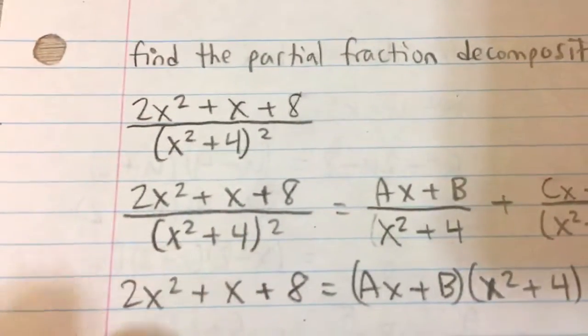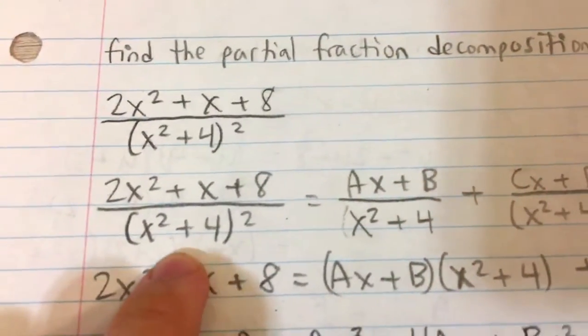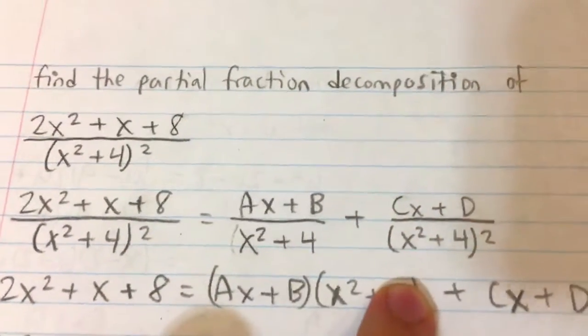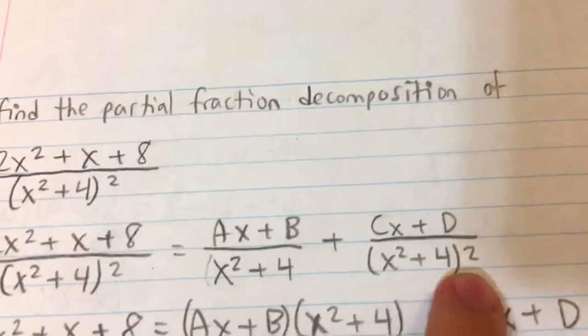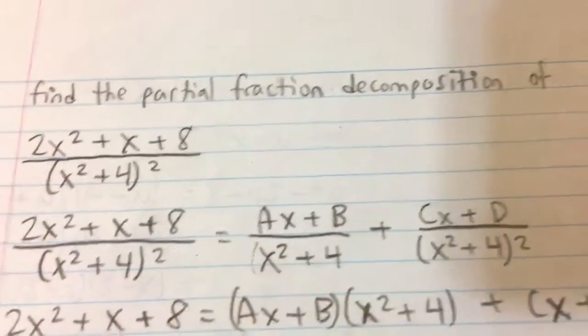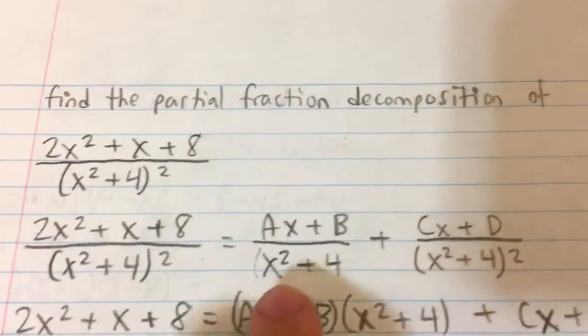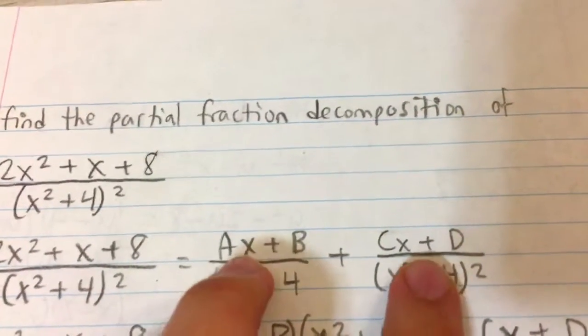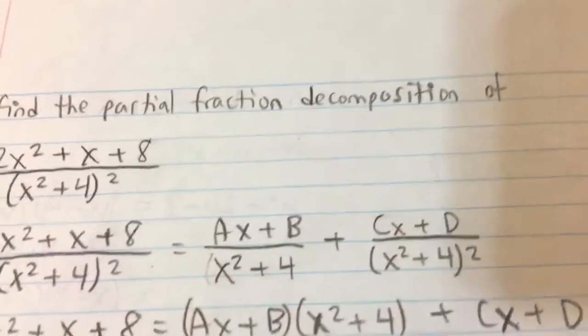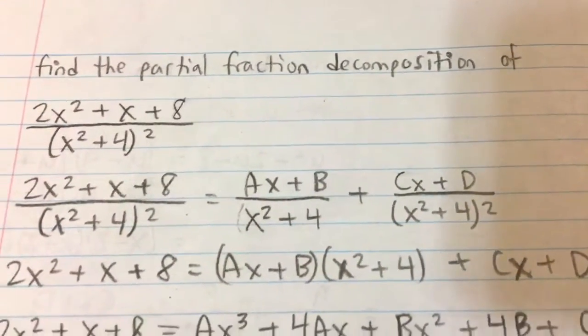And so how we're going to break this up is we're going to have that quadratic factor x² + 4. We also need another fraction for that quadratic factor squared, because if you raise it to the second power, we have two different denominators. And because they're both quadratic, they're going to have linear numerators, and so we have ax + b and cx + d. And we have to find those four constants.